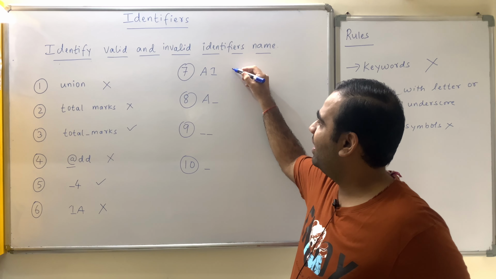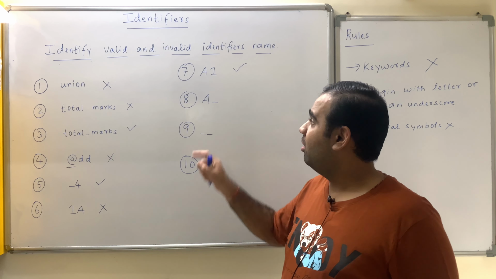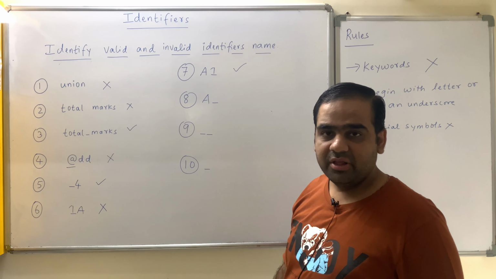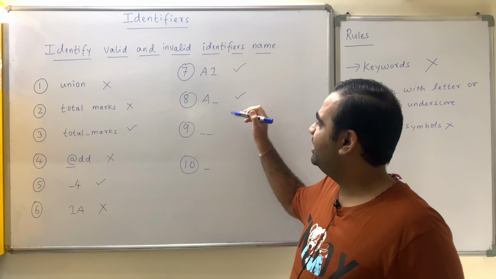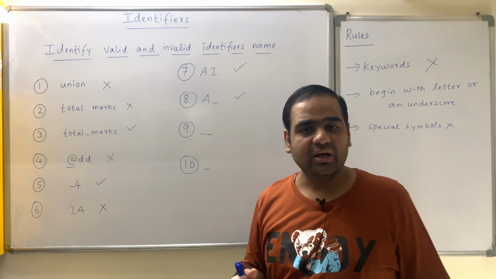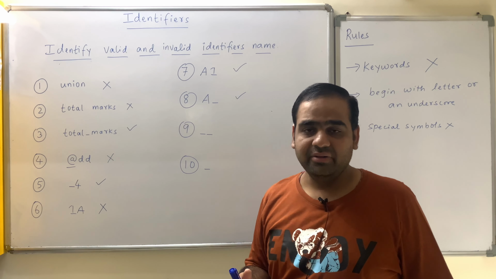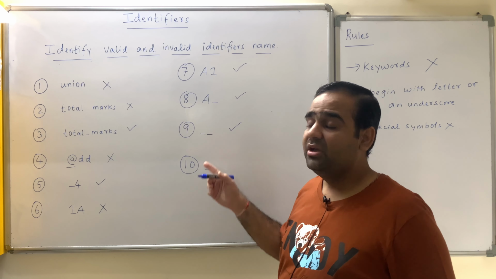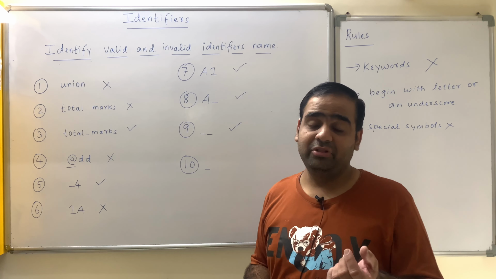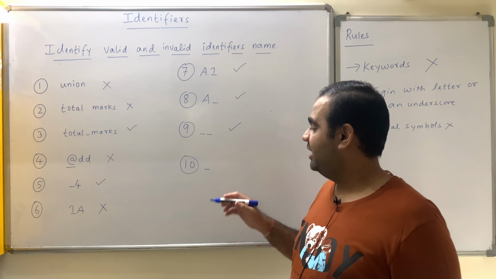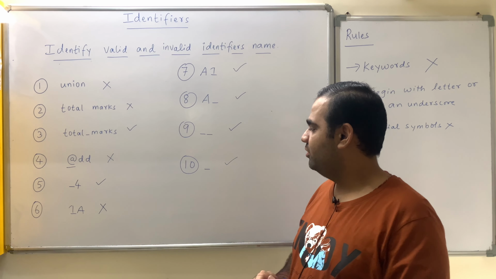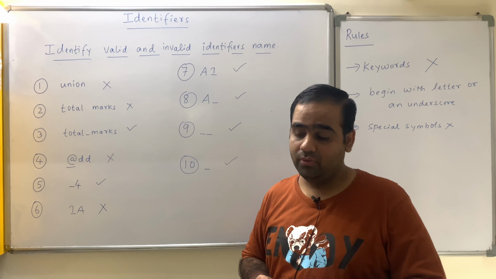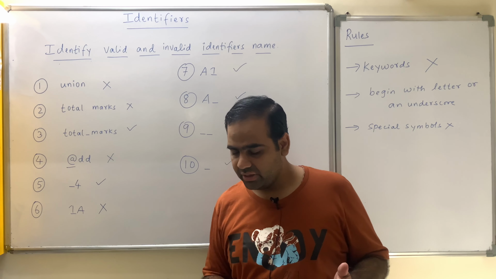Seventh one, it is a valid identifier name because it is beginning with alphabet or underscore. Similarly, eighth one is a valid identifier name because it is beginning with alphabet or underscore and there is no special symbol. Ninth one is a valid identifier name. You can give two underscores without any space. Now, 10th one, needless to say, it is a valid identifier name because it is beginning with an underscore. I hope that you have understood this.